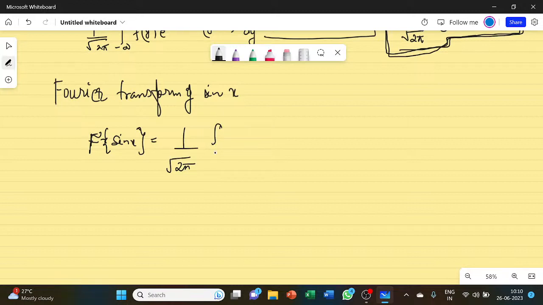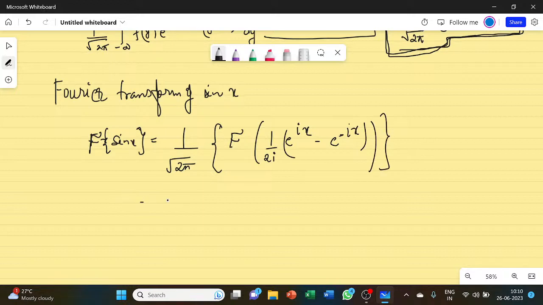So what I'll do, I'll write this as the Fourier transform of 1 upon 2 iota, e to the power of iota x minus e to the power of minus iota x. So basically this will be 1 upon 2 root over 2 pi iota, and this is the Fourier transform of e to the power iota x minus the Fourier transform of e to the power minus iota x.